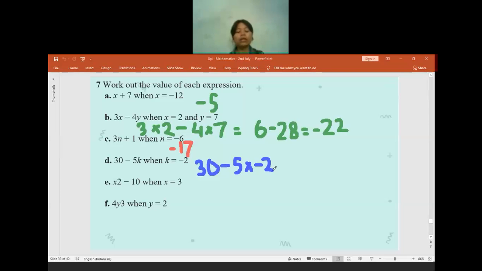We have subtraction and also multiplication. Focus on BODMAS. We will do the multiplication first. So we will multiply 5 and negative 2. So we write 30 minus 5 times negative 2. The answer will be negative 10. Right? So 30 minus negative 10. Is it 40 or is it 20? What will it be? It is 40.